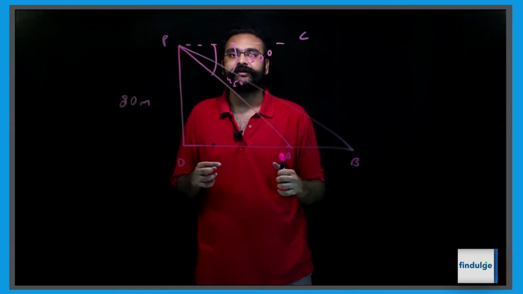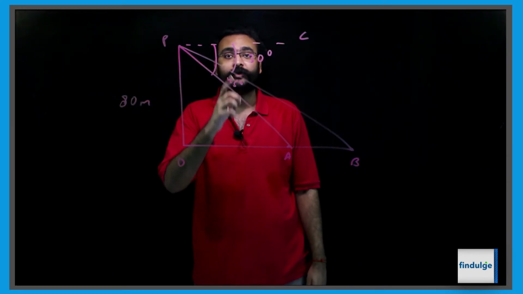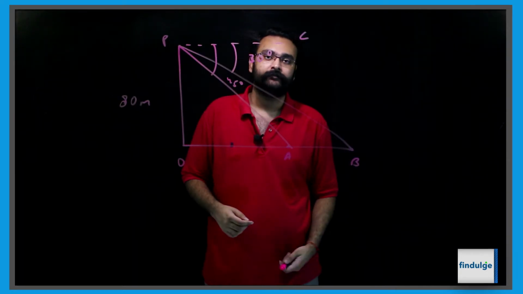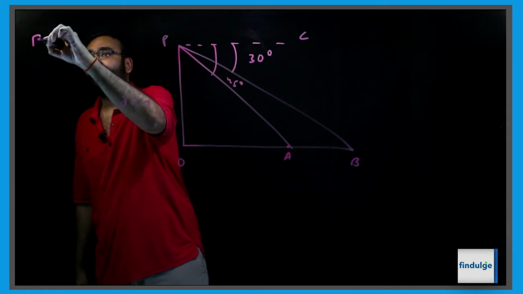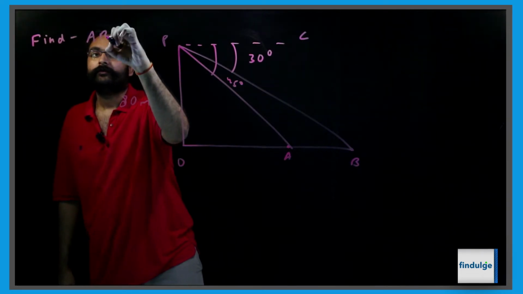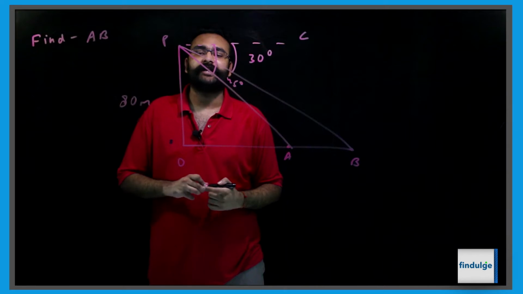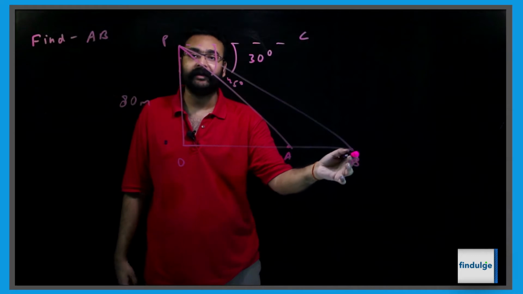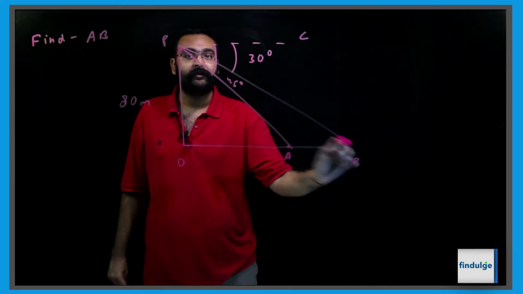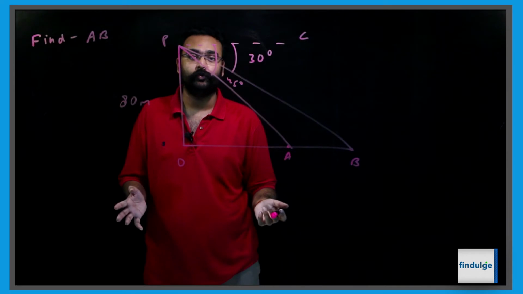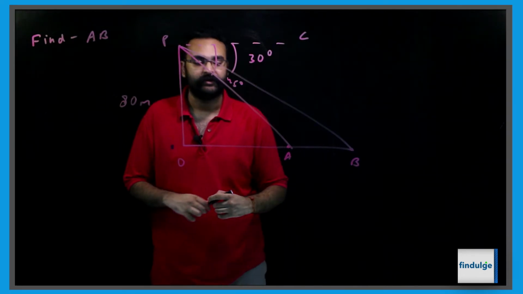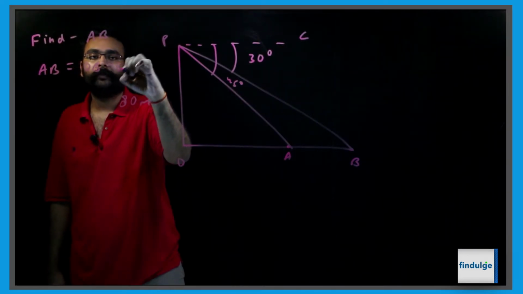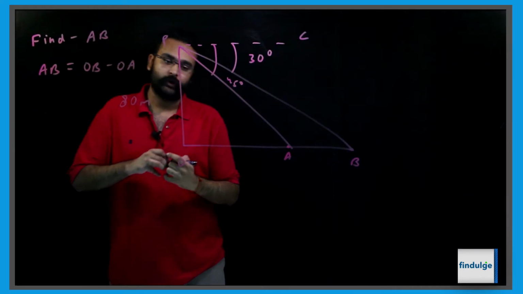Now the final question is to find the distance between the two ships. In other words, we have to find the distance AB. Now, like in the pedestal question, AB does not form a right angle triangle with anything. PAB is not a right angle triangle. However, AB can be done with OB minus OA, and those two are parts of a right angle triangle. So that is exactly what we're going to do. We're going to say that AB is nothing but OB minus OA.